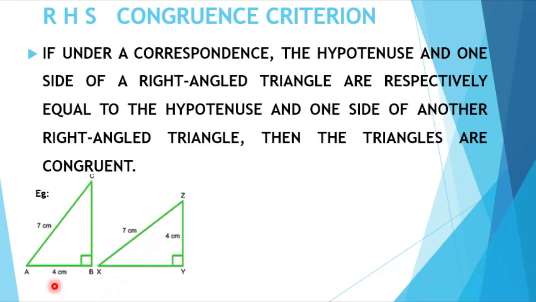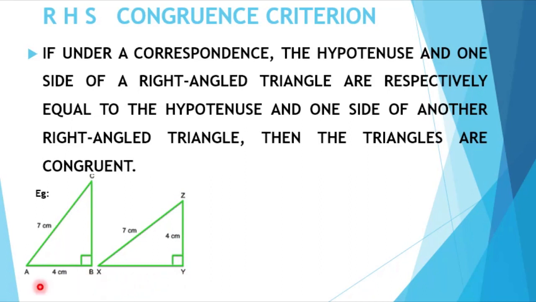Now we can check that one more side should be equal in both triangles. See here, 4 centimeter, 4 centimeter. AB equal to 4 centimeter. This is one of the sides of a right angled triangle. Similarly here YZ equal to 4 centimeter, which is also the same. So these two triangles are congruent.